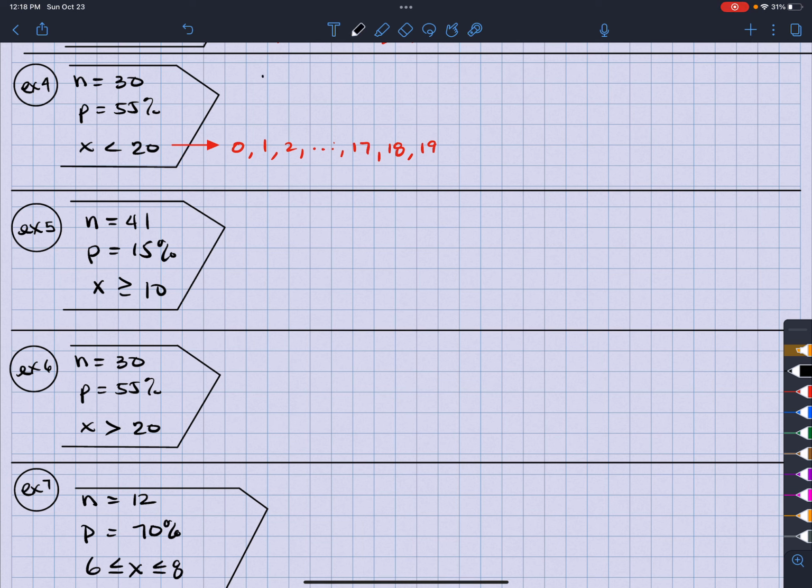So I'm only going to have 19 successes here because it wants to be less than 20. So this is going to be a binomial CDF because I'm going from 0 to a number. 30, comma, 0.55, comma, 19. Right? Notice I didn't use the 20 because it's supposed to be less than 20. And that is going to give me 0.8650.